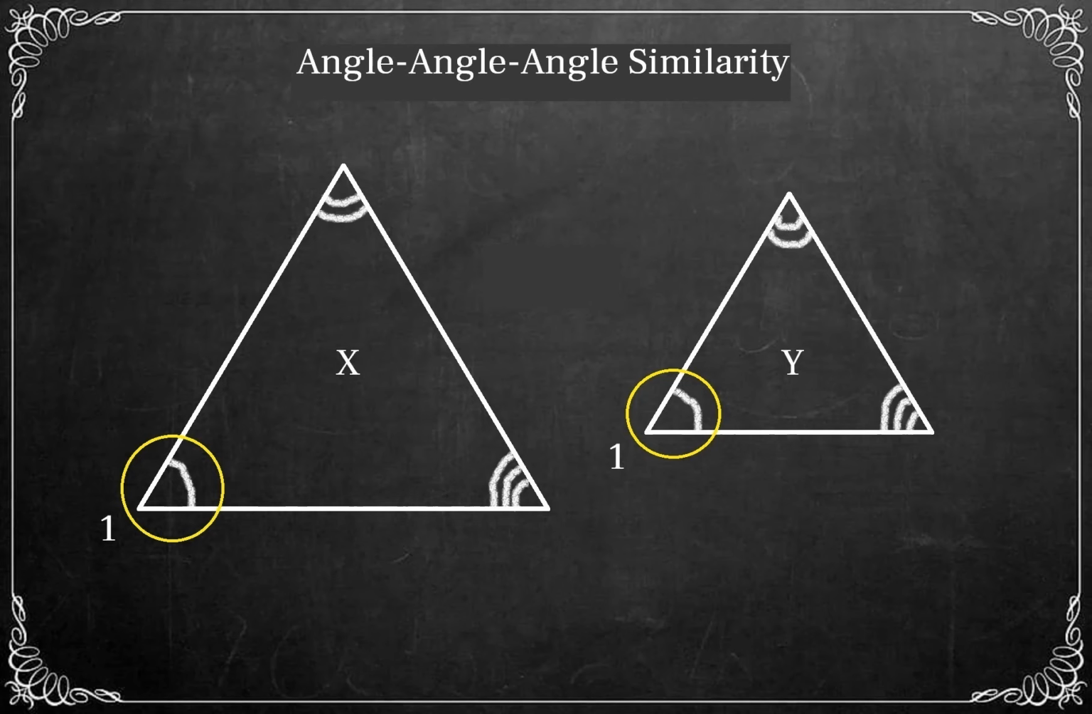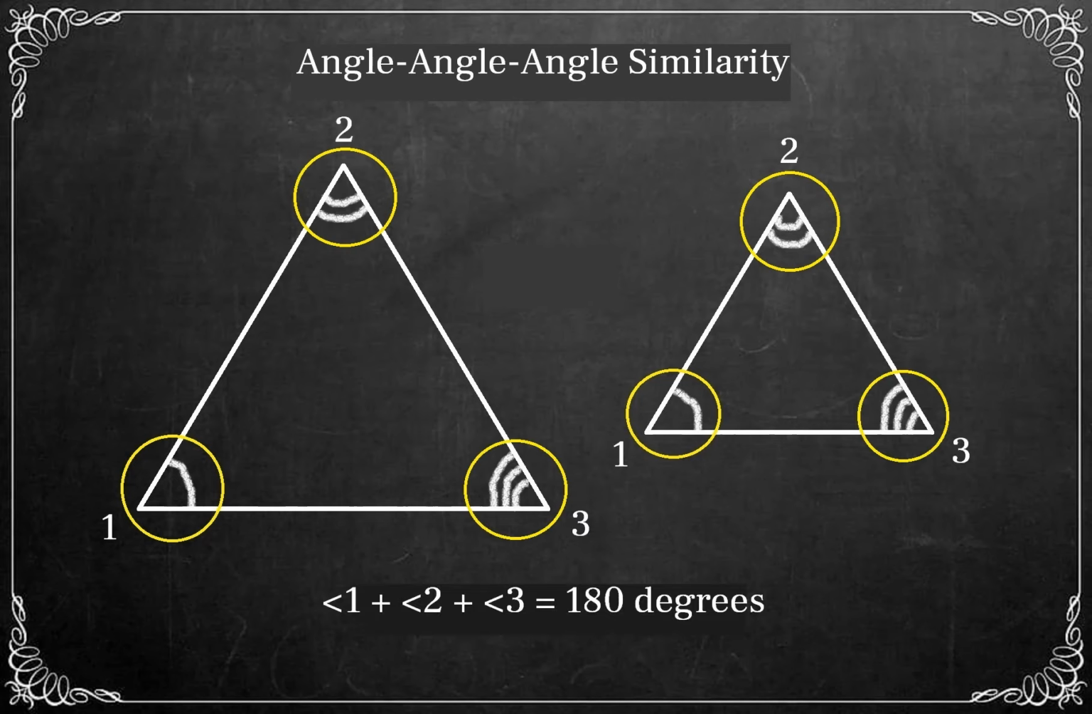Which means, if two triangles are similar, then all their corresponding angles equal each other. We should find the angles in the yellow circle are the same. The angles in the second yellow circle should equal each other. The angles in the third yellow circle should equal each other, which means X and Y are similar because all their angles match exactly.